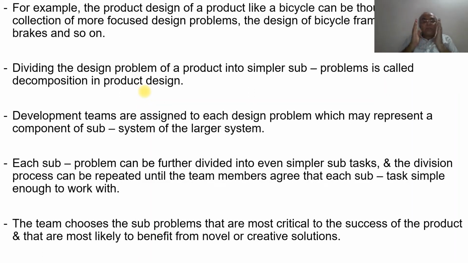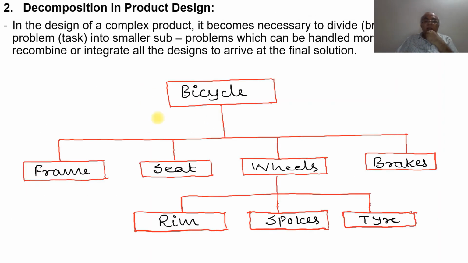Development teams are assigned to each design problem, which may represent a component or subsystem of the larger system. So that means we have the subsystems, and for each subsystem, we assign a design development team. They will handle all those things, and this is how it will be developed. Each subsystem can be further divided into even simpler subtasks, like what we are talking about here when it comes to wheels, which have been subdivided into rim, spokes, and tire. So this is subsections into subsections.